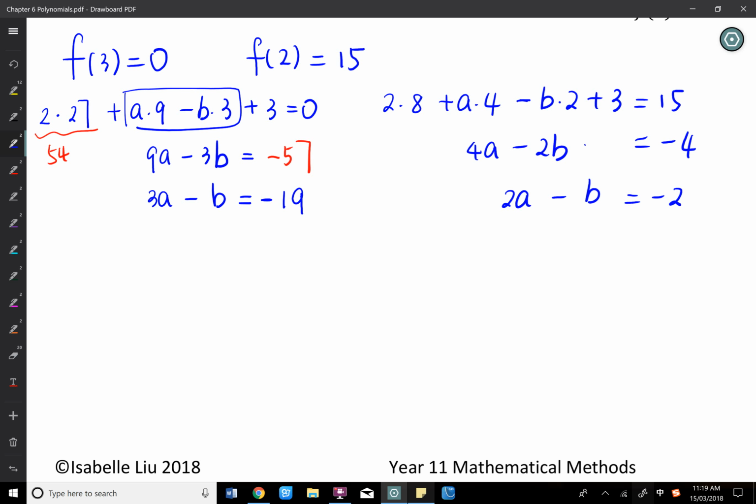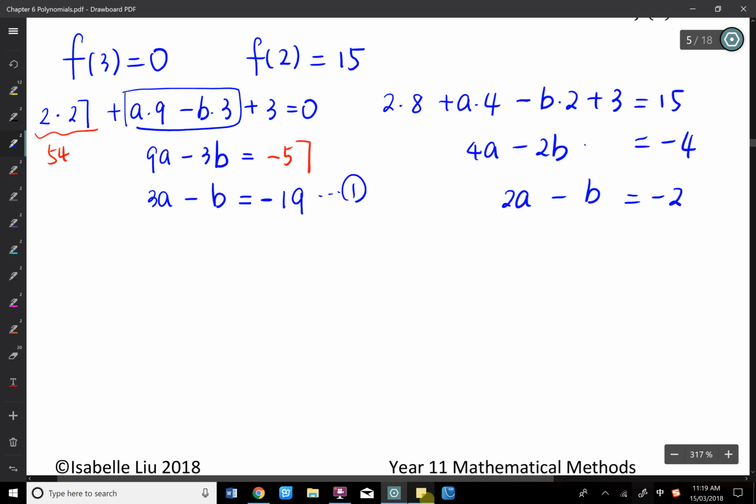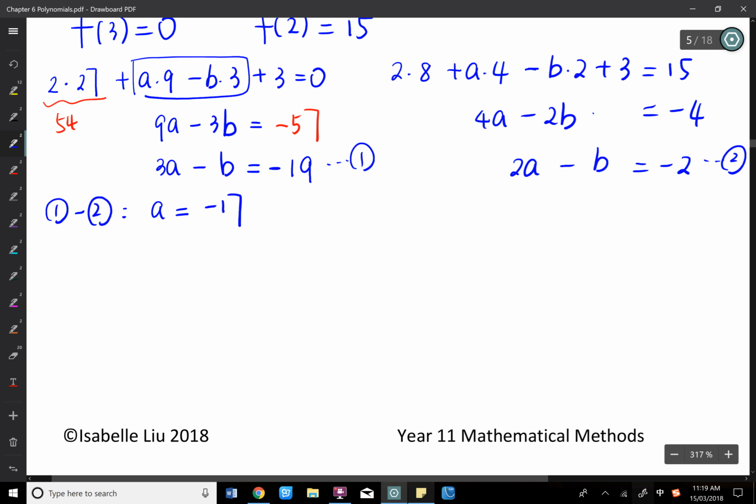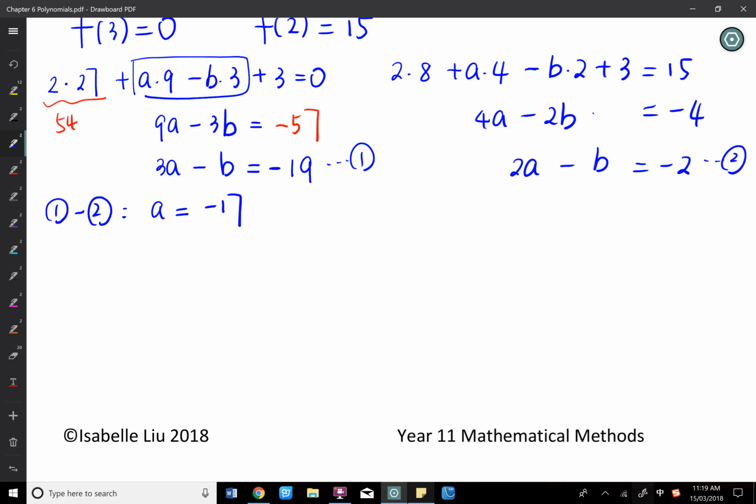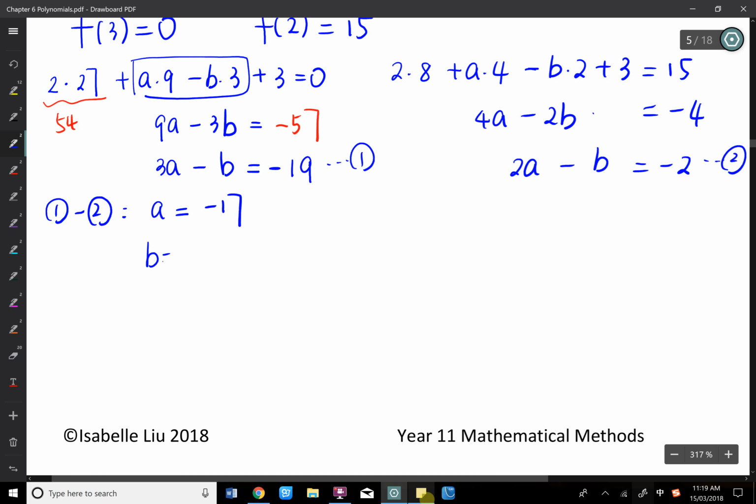So we can subtract the equations. Let's say we subtract 1 and 2. What I get is a equals minus 19 minus negative 2, which is minus 17. So a will be minus 17. And b, if you use equation 2, b equals 2a plus 2. b equals negative 17 times 2 plus 2. That's minus 32.